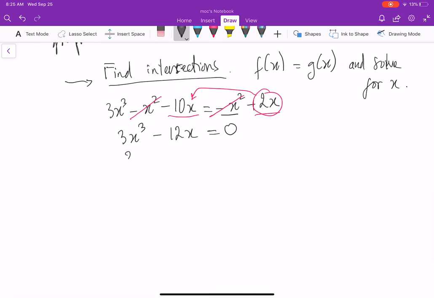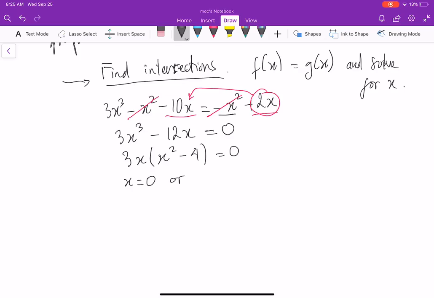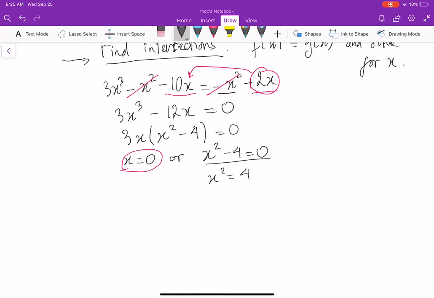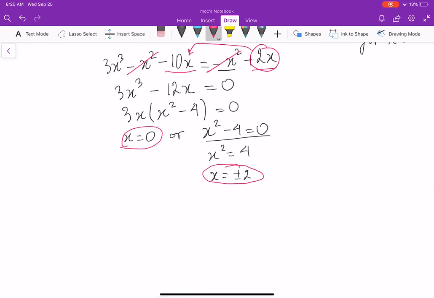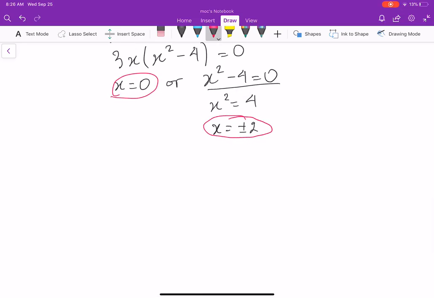So I can take 3x out, because 3x is common. In here I have x squared minus 4 equal to 0. And then I have x equal to 0, or x squared minus 4 equal to 0. So this is done. For this equation, x squared equals 4 and x equals plus or minus 2. So basically, the two graphs intersect at 3 points: x equal to 0, and x equal to plus or minus 2. Alright, so let's graph them, right?